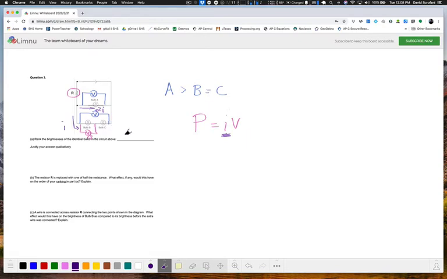Now we can do that with numbers if you want to, and to make it work out nice, if you want some nice easy numbers, a good set to use would be 12 volts for the battery, and then call each of the light bulbs 3 ohms.